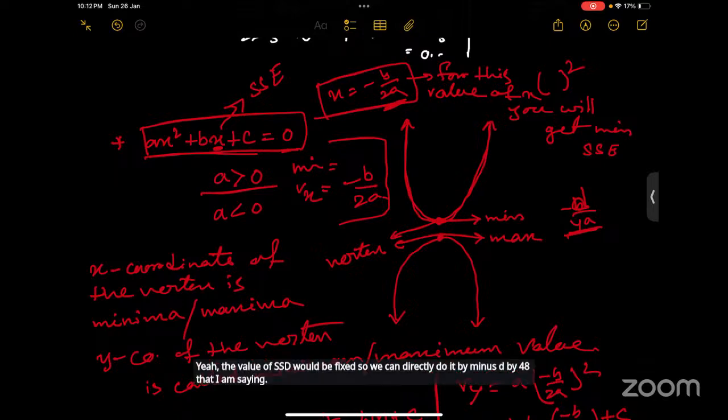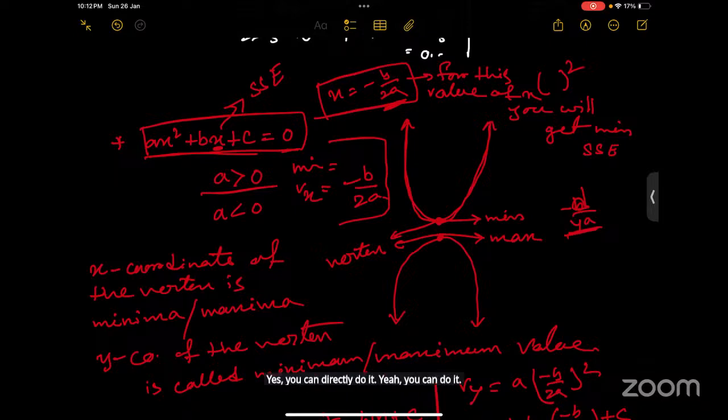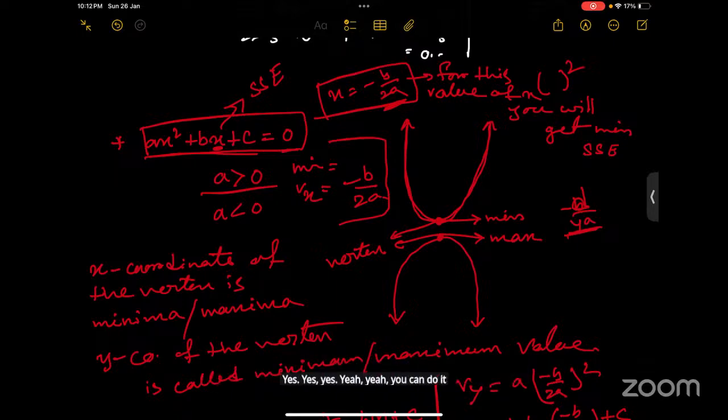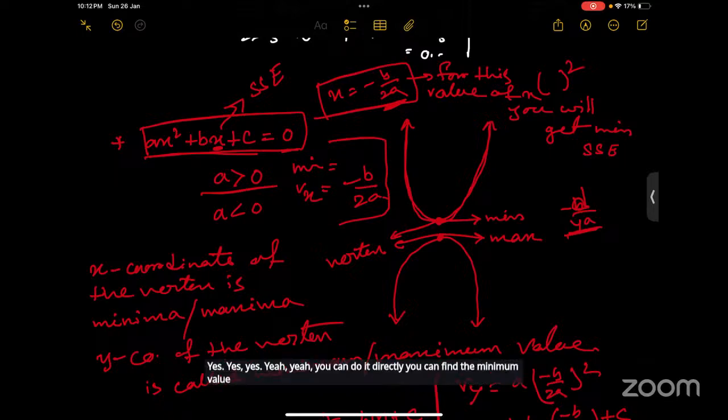Yes, you can directly do it, because there will be only one particular value of x, that is minus b by 2a, that will give the exact SSC, and that is minus d by 4a. Yeah, you can directly find the minimum value of the SSC.